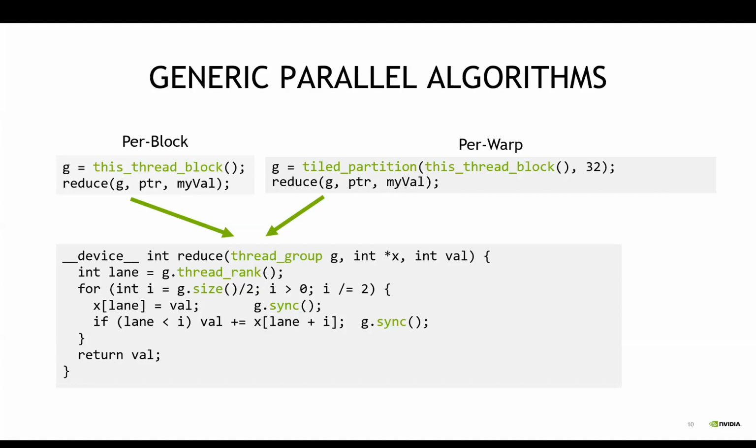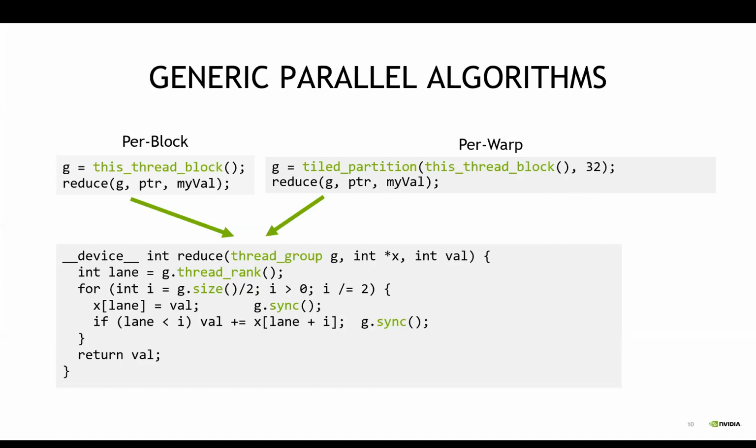We'll walk through that in just a moment. But as a result of having a device function like that, which takes a thread group, we can call that device function at the block level, as we're depicting on the upper left, or at the warp level, or at some other subdivision tile level, as we are depicting on the right.